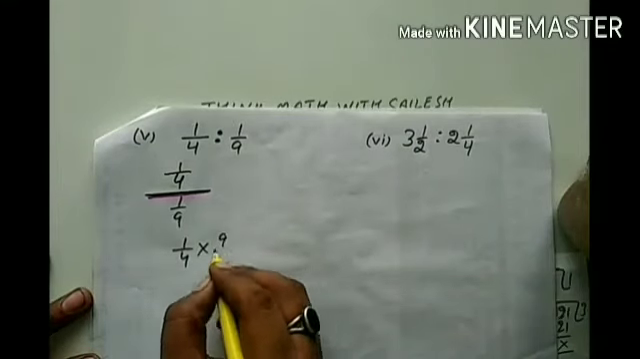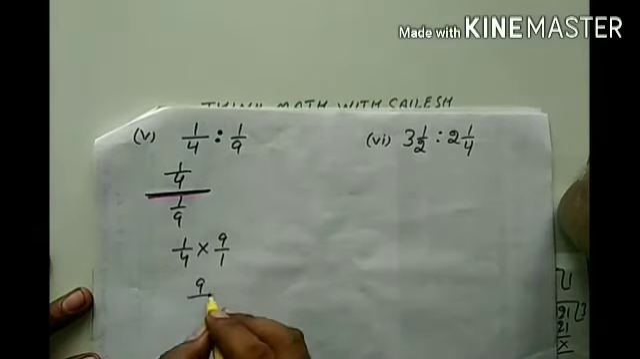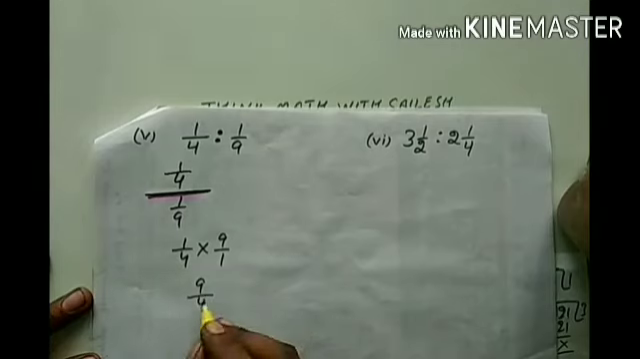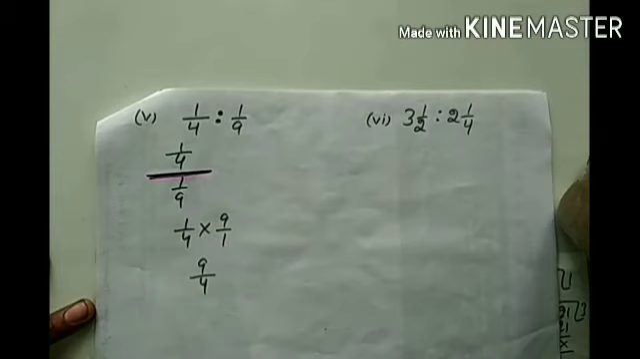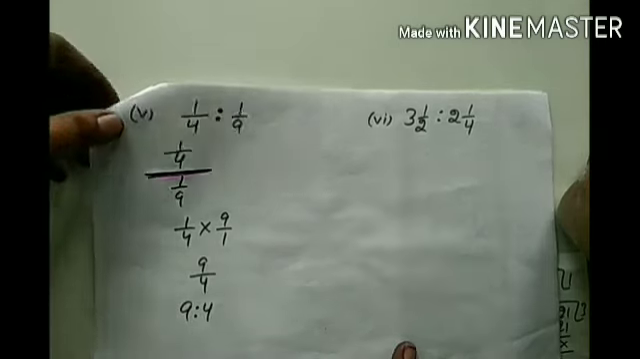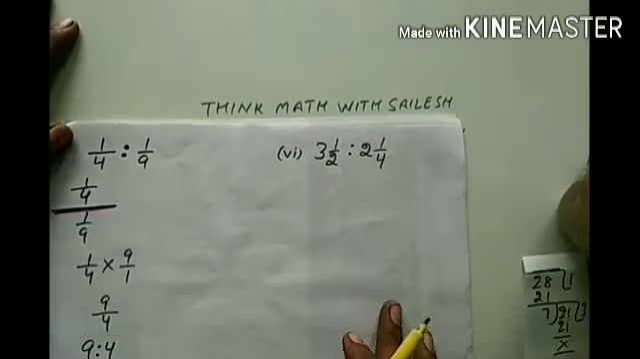Therefore I can write it in the multiplication form, 9 by 1. Now 9 into 1, that is 9, and 4 into 1, that is 4. So you can see 9 and 4, there is no common table on which they can cancel, or they have no common factor. Therefore the answer is 9:4. So in this way this question is completed. Now we come to the next part.